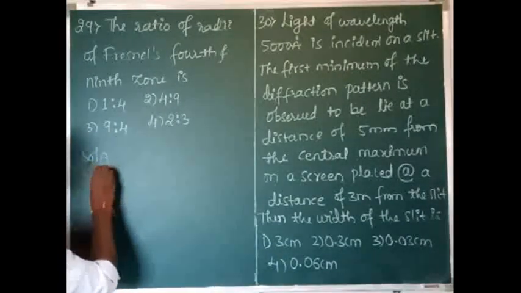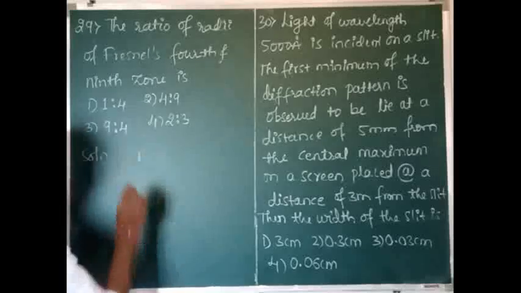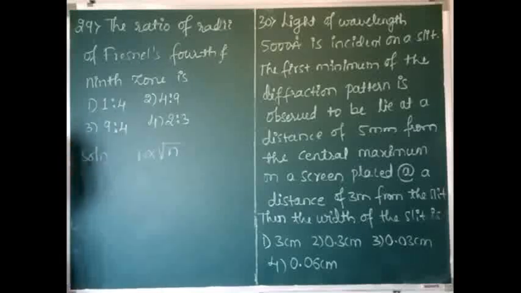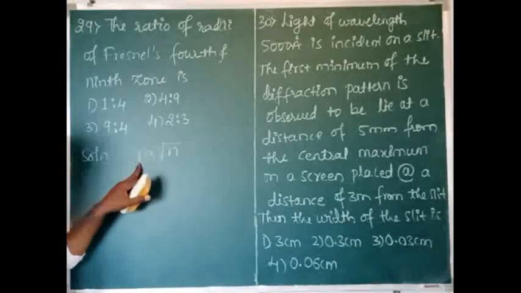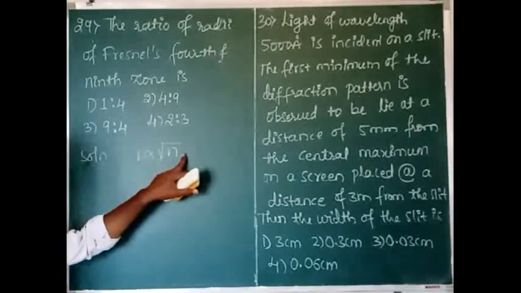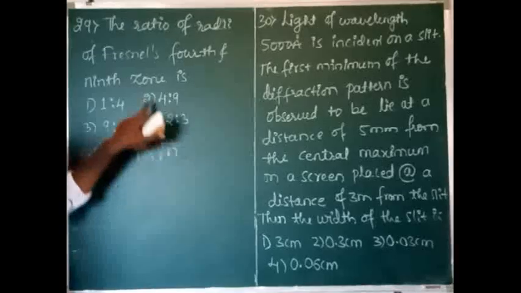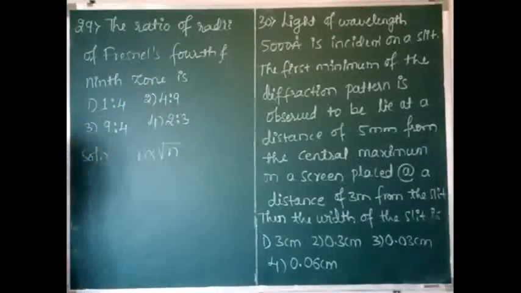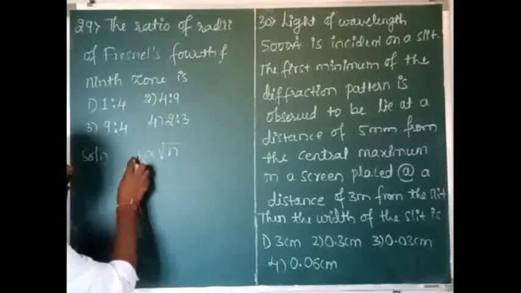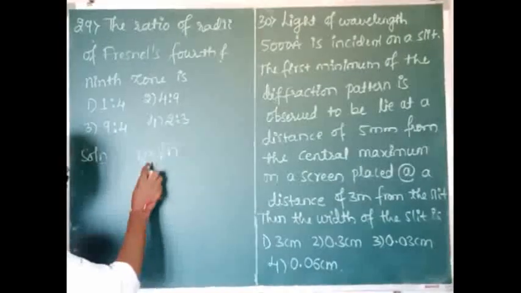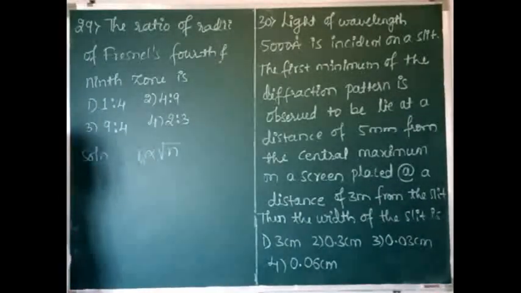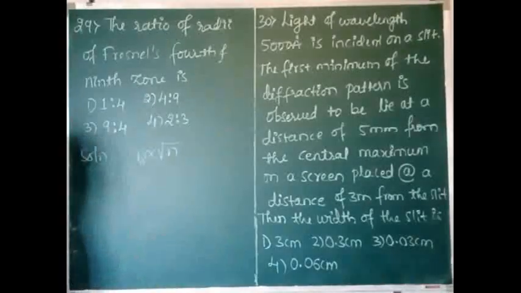Solution. The radius of the zone is directly proportional to the square root of the position of the zone. Positions are given here, 4th and 9th. So, I will take it as Rn. Rn is the radius of the nth zone, and that is directly proportional to the square root of the position of the nth zone, which is n here.